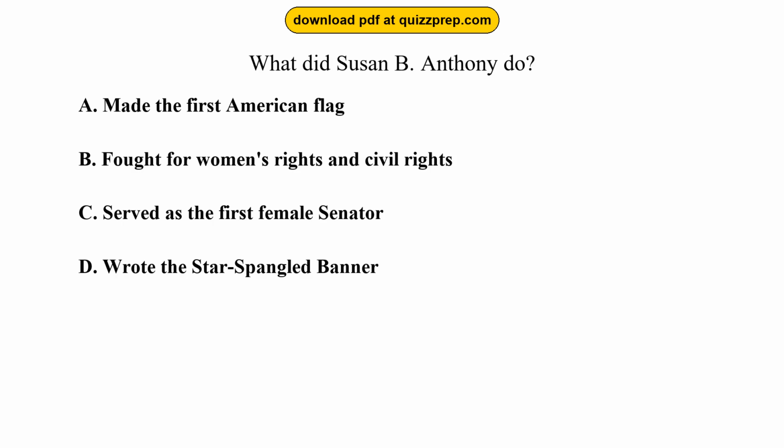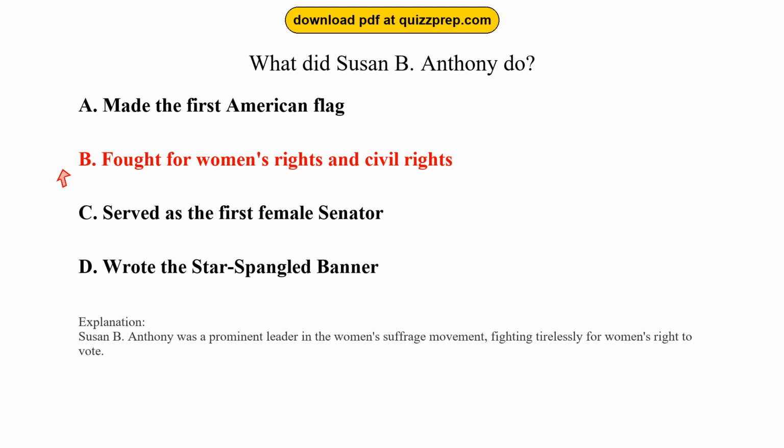Question 57. What did Susan B. Anthony do? Option A. Made the first American flag. Option B. Fought for women's rights and civil rights. Option C. Served as the first female senator. Option D. Wrote the Star-Spangled Banner. The correct answer is option B. Fought for women's rights and civil rights. Susan B. Anthony was a prominent leader in the women's suffrage movement, fighting tirelessly for women's right to vote.